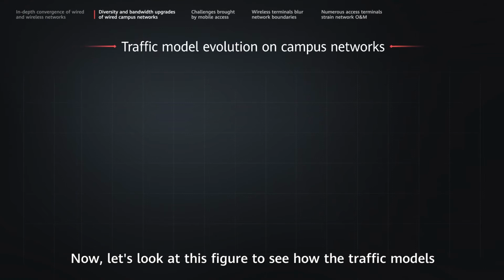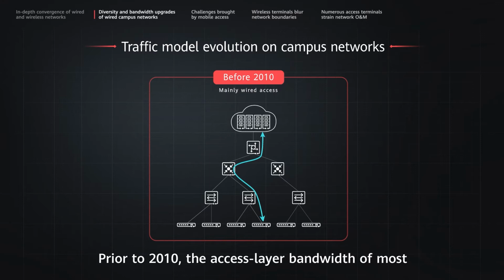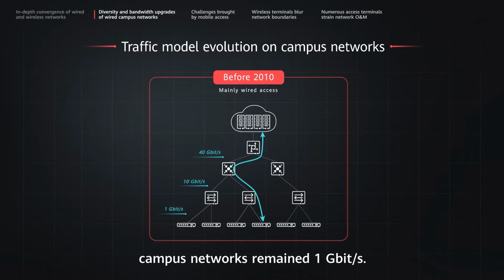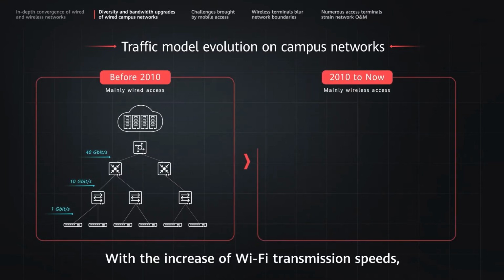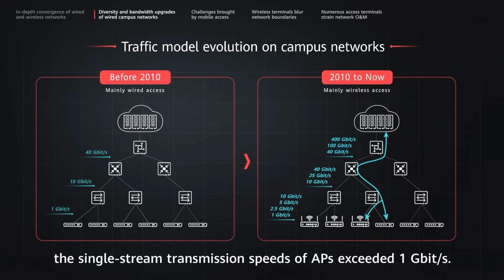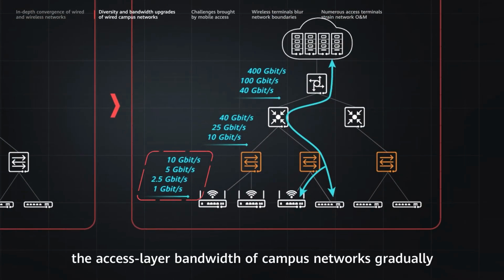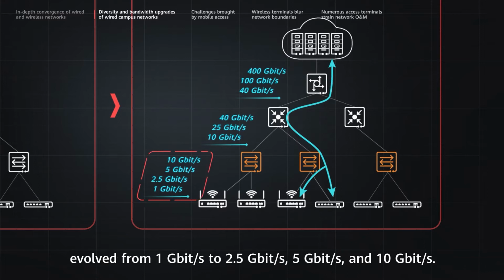Now, let's look at this figure to see how the traffic models on campus networks evolve. Prior to 2010, the access layer bandwidth of most campus networks remained 1 gigabit per second. And with the increase of Wi-Fi transmission speeds, especially after the advent of Wi-Fi 6 in the recent 2 years, the single stream transmission speeds of APs exceeded 1 gigabit per second. This meant that the transmission speeds of access switches became a bottleneck. To overcome this bottleneck, the access layer bandwidth of campus networks gradually evolved from 1 gigabit per second to 2.5 gigabit per second, 5 gigabit per second, and 10 gigabit per second.